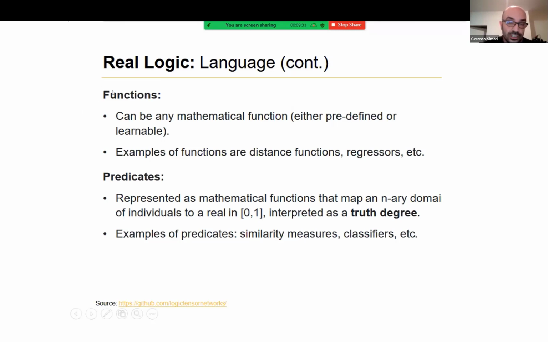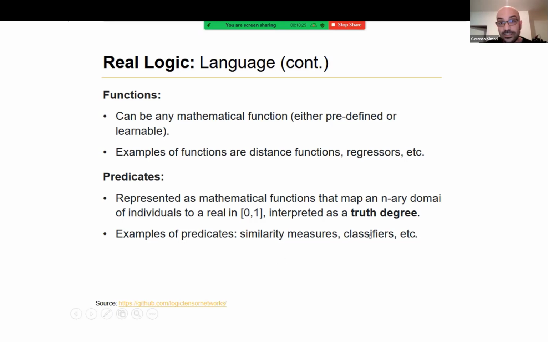Predicates are essentially the same thing, but as usual in logic, we have a mapping of an n-ary domain to a real value, just a single value, interpreted as a truth degree. Okay, so examples of predicates: a similarity measure. A similarity measure might just take two objects and say how similar they are. So that's just a mapping. It's a special kind of function that will map to a value between 0 and 1. Remember that we are dealing with fuzzy logic and not crisp logic. So this generalizes the crisp logic, because if I would only map to 0 or 1, I would only have two values.